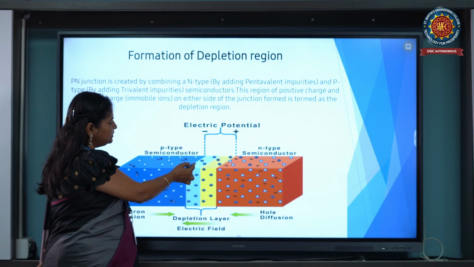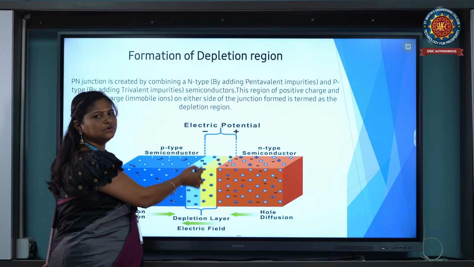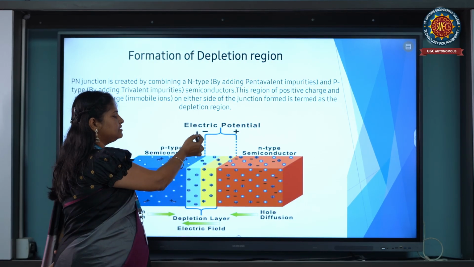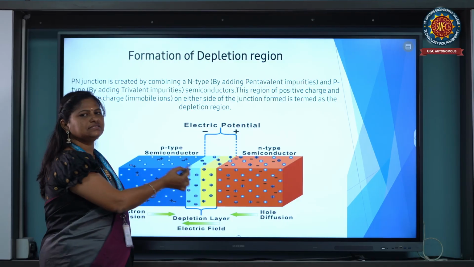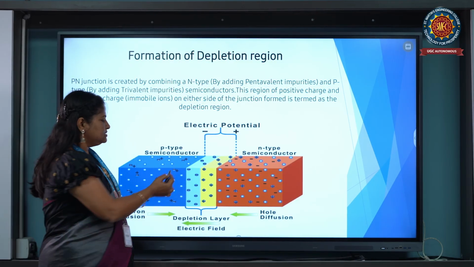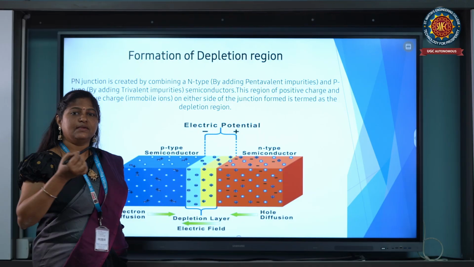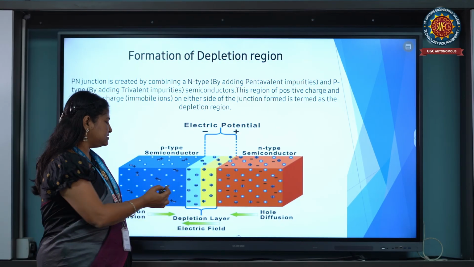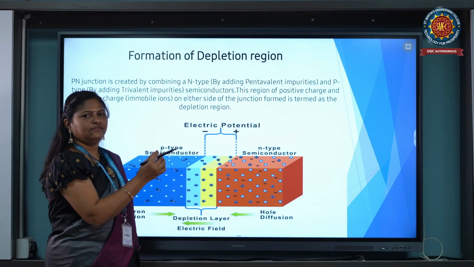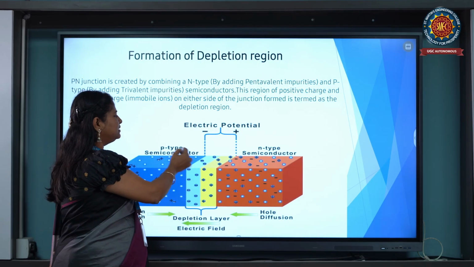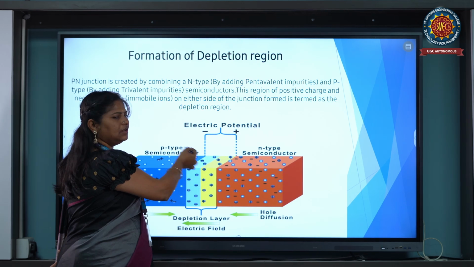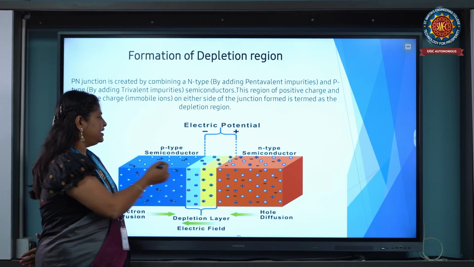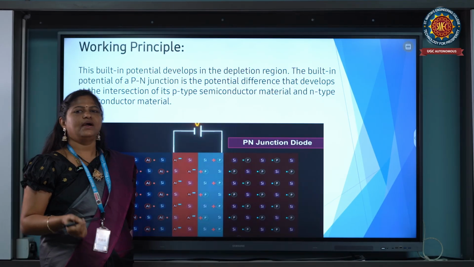One is the negative side and one is the positive side. The positive side acts like a positive potential, and the negative side acts like a negative potential. The potential difference is the electric field. This region, covered with immobile ions, that is the acceptor ions and donor ions, we call a depletion layer. The width of the depletion layer depends upon the charge carriers available in the p type and n type, and it has an inbuilt potential, that is the barrier potential.